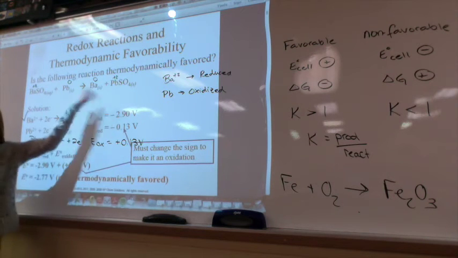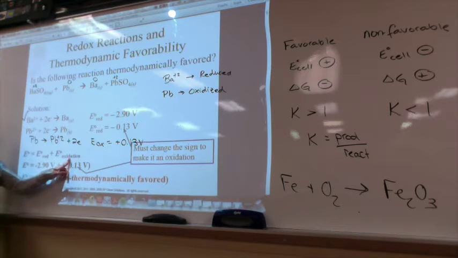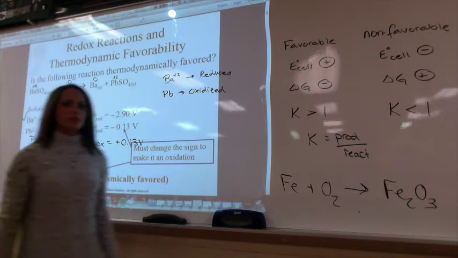Because I told myself that's what's happening in this reaction. I wrote it out. So then you just calculate your reduction value plus your oxidation value. You throw that into your calculator and you get a negative 2.77 volts. So does this reaction occur? No. What reaction does occur? Can you write that down for me? What reaction occurs?